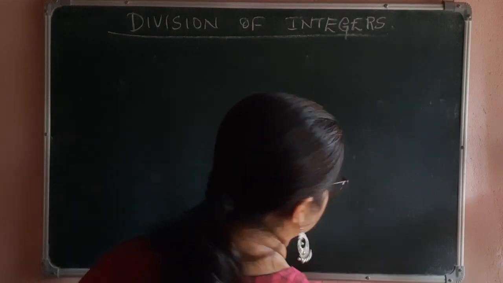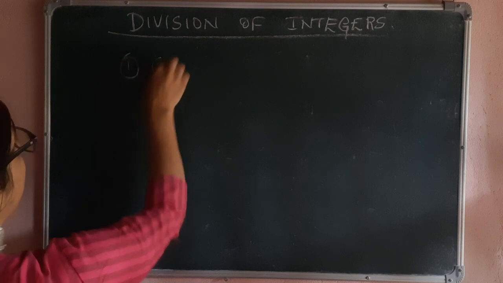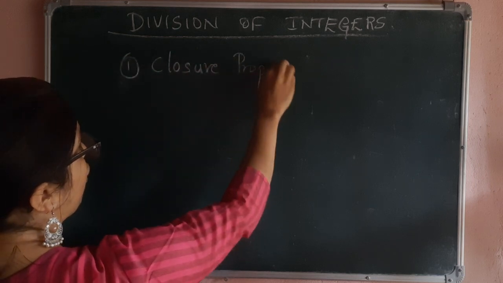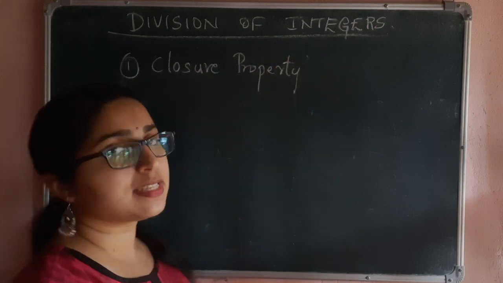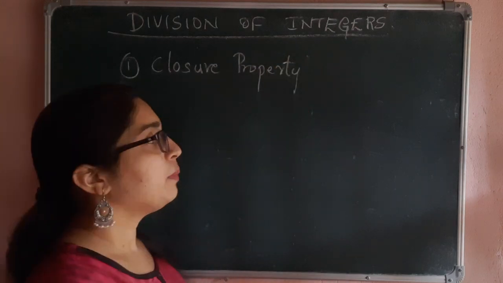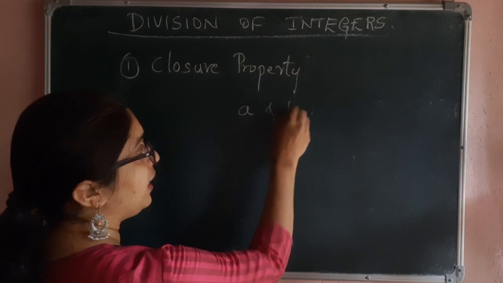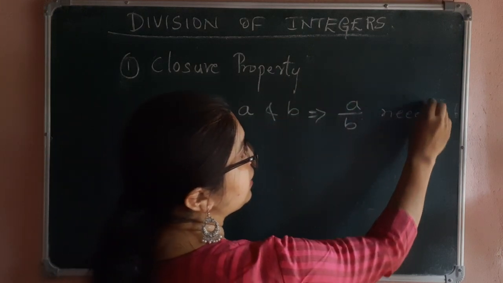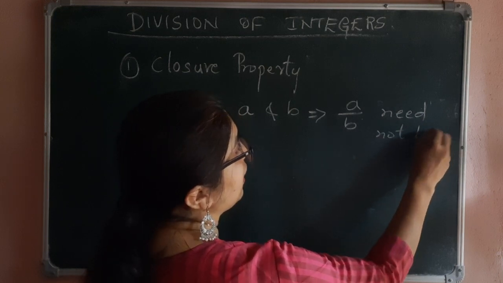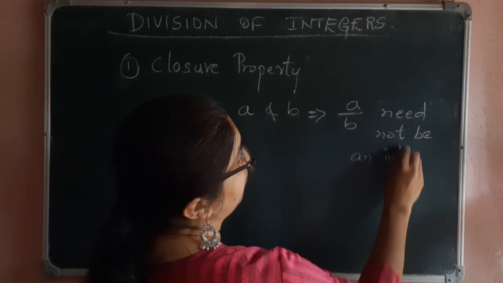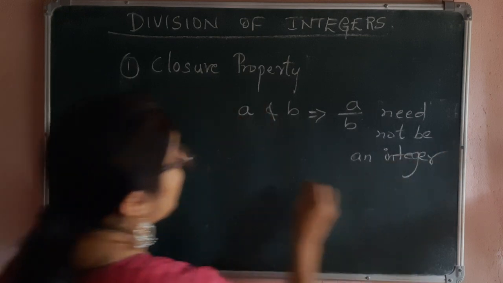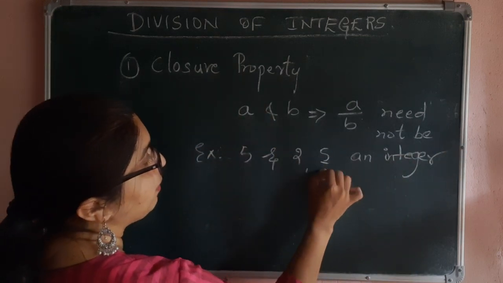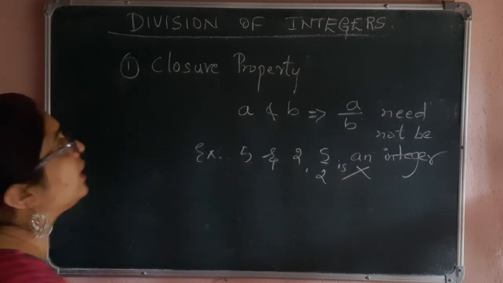When we consider the closure property, we have already seen that integers are not closed under division, because suppose a and b are integers, a divided by b need not be an integer. Example, 5 and 2. 5 divided by 2 is not an integer.